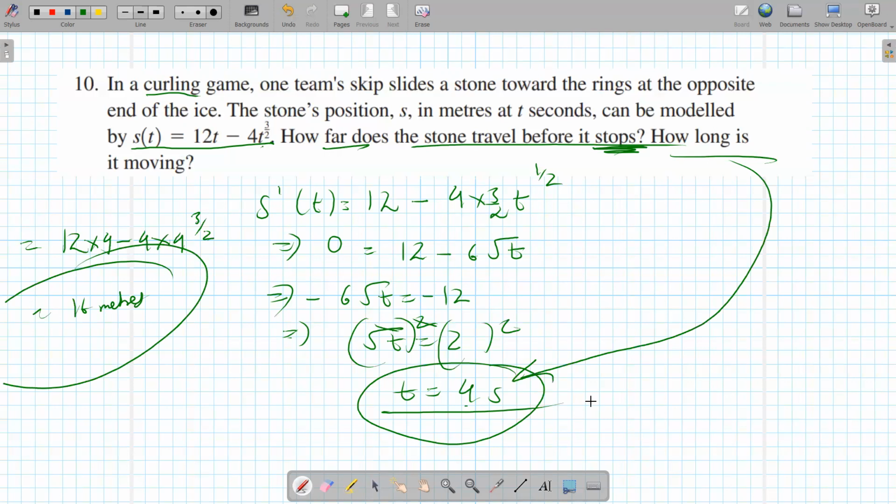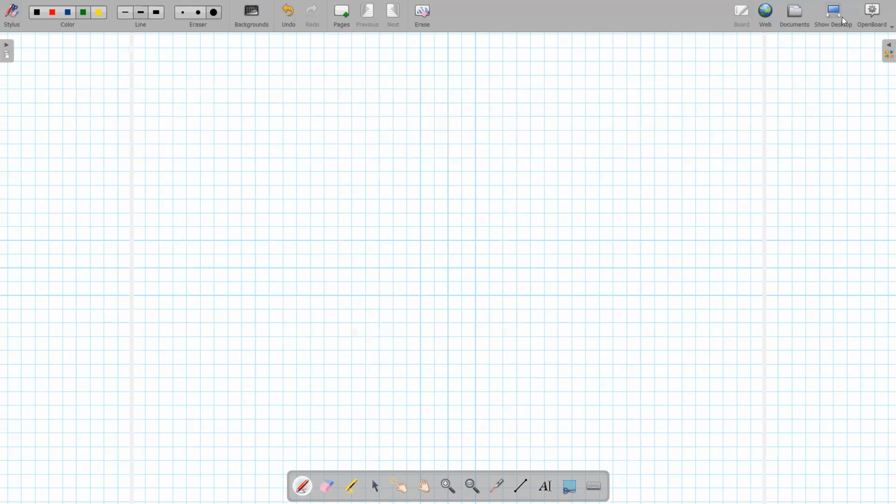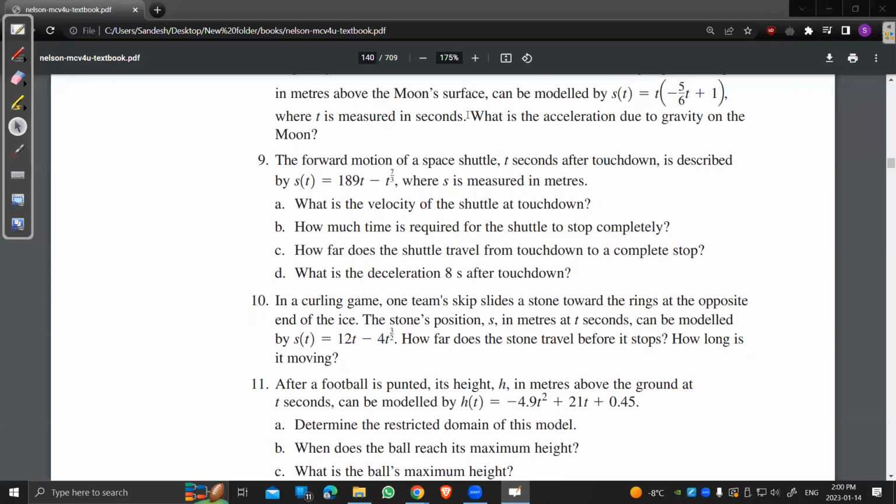And we are done. See, it's pretty simple, right? Just find the first derivative, set it equal to 0. That kind of solves almost every problem when it comes to derivatives. Okay, cool. Let's stop there for today. All right, thank you.